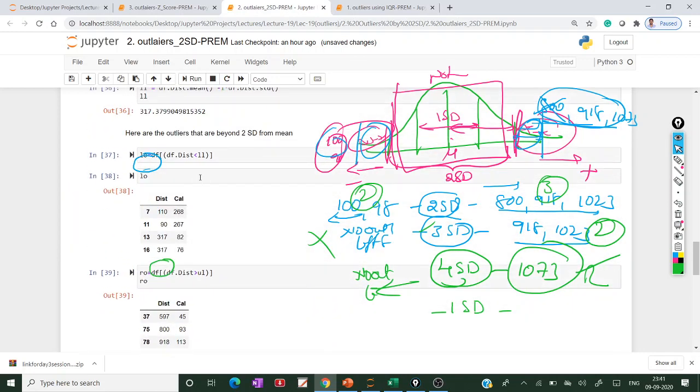So if you are using the left standard deviation, the outliers on the left side are these 4 outliers: 100, 90, 317, 317. 4 outliers.